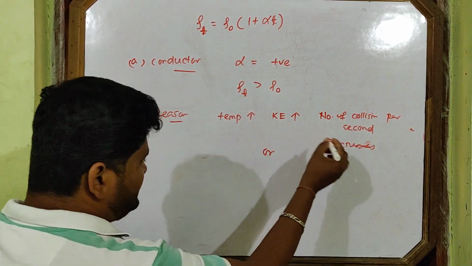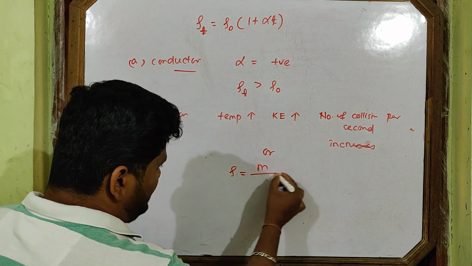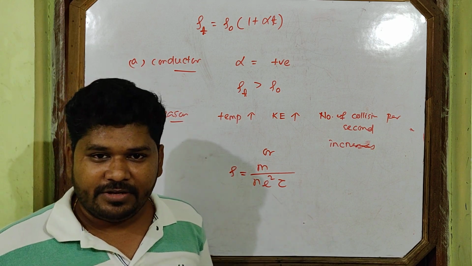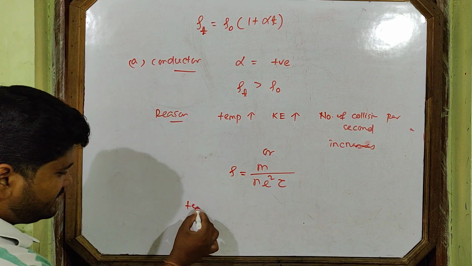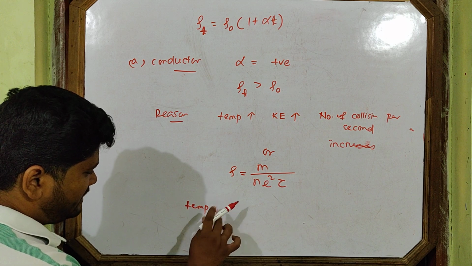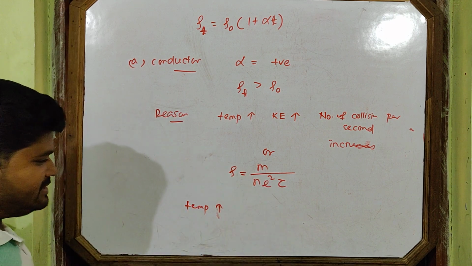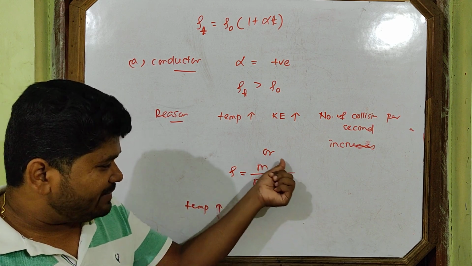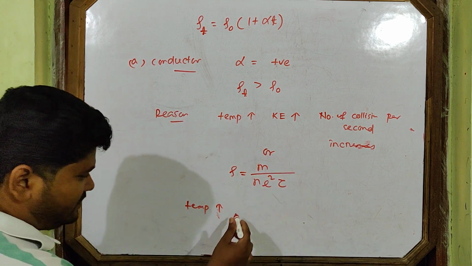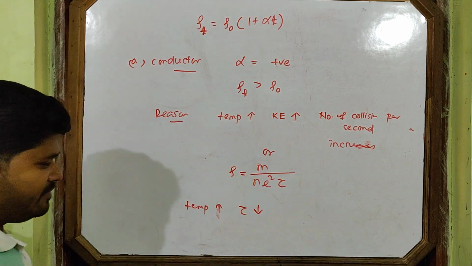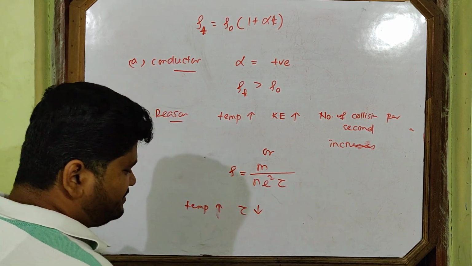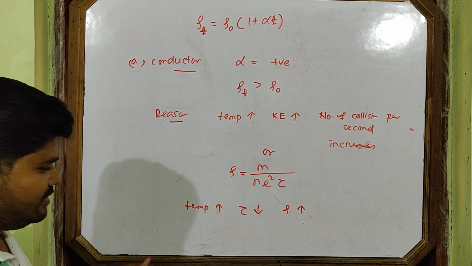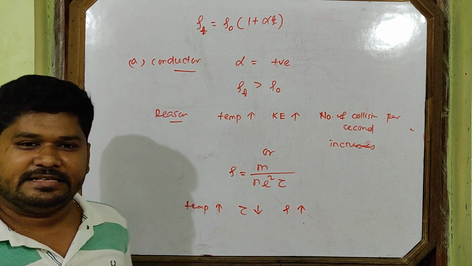I can also explain it another way. Rho = m / (n e squared tau). Mathematically I am also explaining this answer. If temperature increases, what happens? This tau decreases. I told you earlier, temperature and tau are inversely related. If tau decreases, rho increases. Temperature increases, so the resistivity increases.